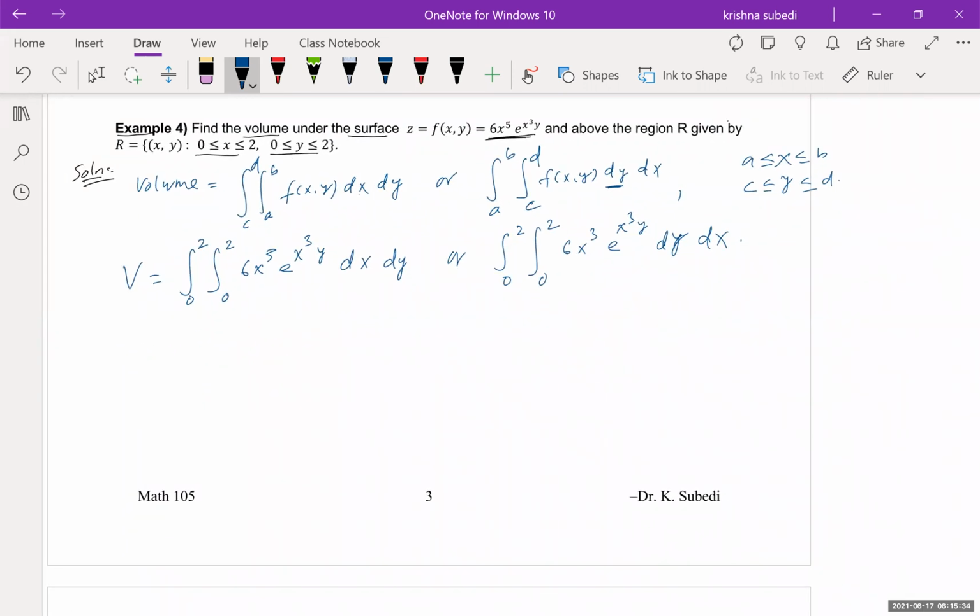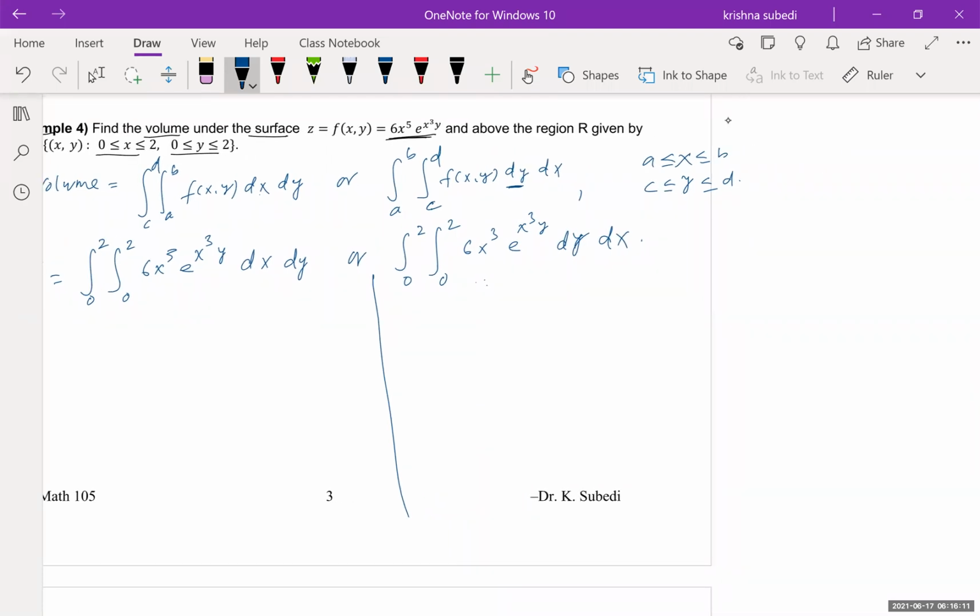Now, which one? I want you to try both of these by both methods. Let me do one together, and I will leave the other one for yourself. Which one first? Maybe let's work this first.